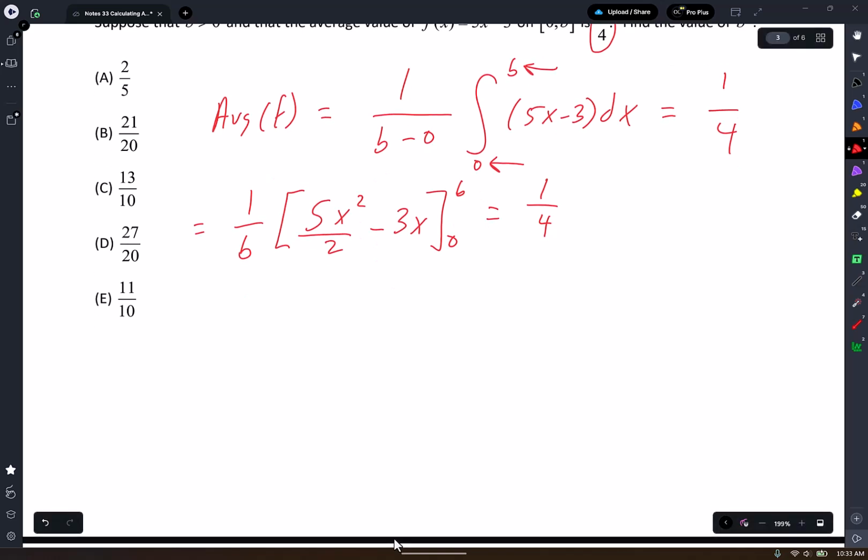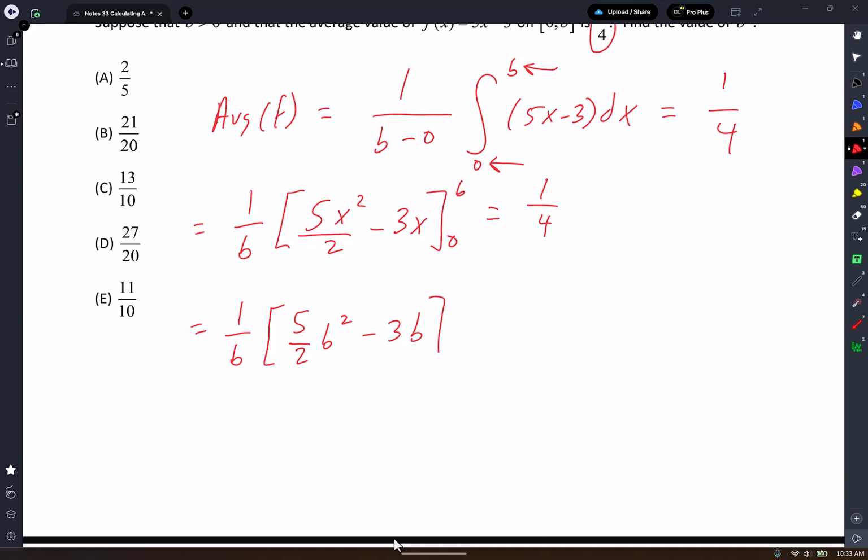So here it is. I have 1 over b, and for now I'll still have the brackets here. 5 halves b squared minus 3b, close it, equals 1/4. I'll wait for you guys. Don't worry. Are we still okay? I did upper minus lower, but the lower I didn't have to worry about because it's just 0.